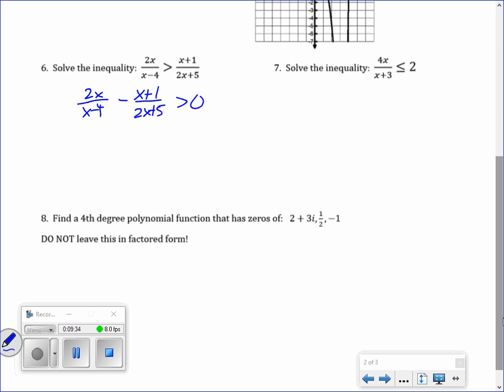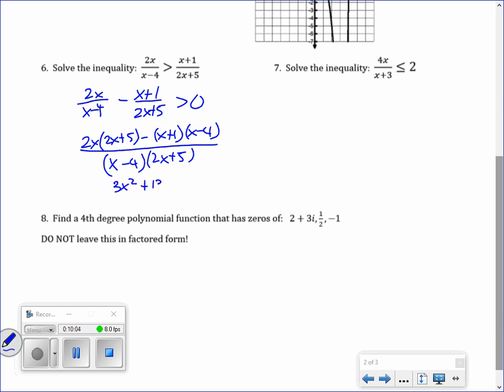All right, so I have to get a common denominator. Everything has to be compact so I can see all the critical numbers. To get a common denominator, 2x is going to have to get 2x plus 5, and the x plus 1 is going to have to get x minus 4. On the bottom I have x minus 4 and 2x plus 5. I figured out the numerator: if you FOIL everything out and clean it up, you end up getting 3x squared plus 13x plus 4.